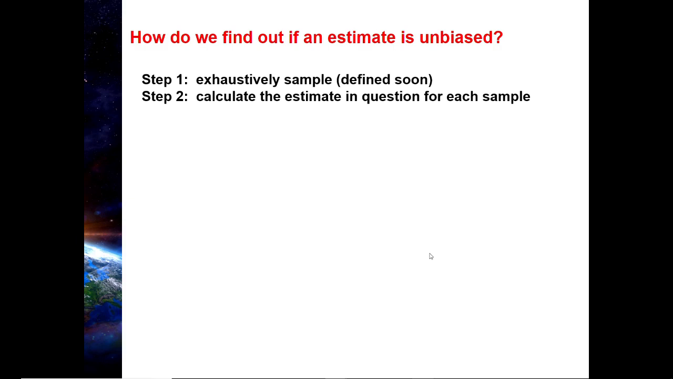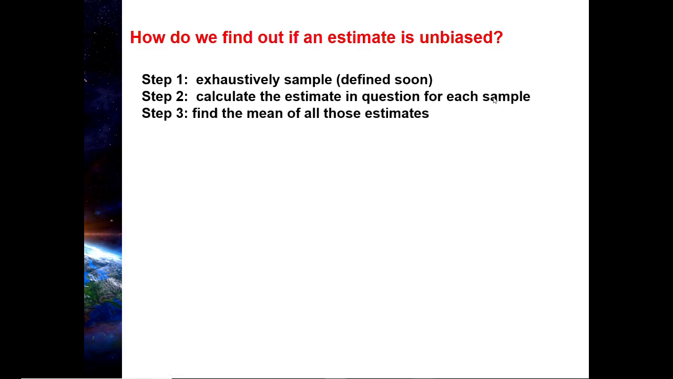Okay, step two, you calculate the estimate in question. So if you're estimating mu, you're going to calculate x bar. All right. If you're trying to estimate variance, then you're going to calculate s squared. So whatever it is you're trying to estimate, you're going to have to calculate that for every sample that you get.